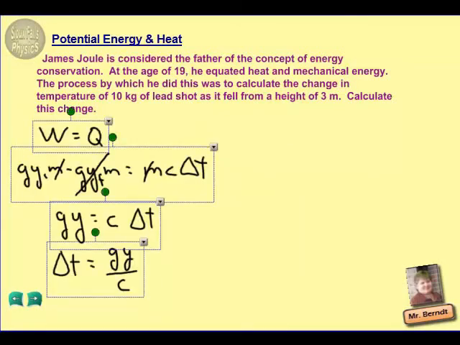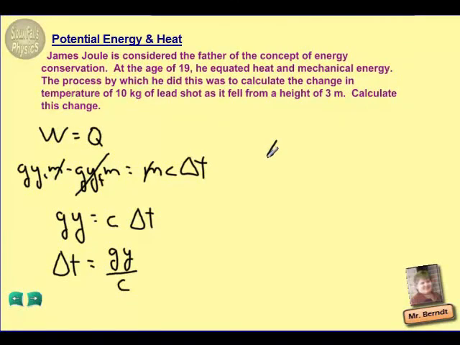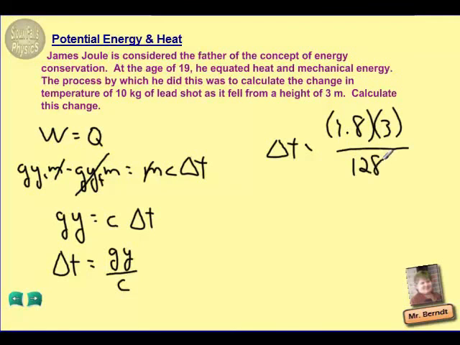Now, let's go ahead and start plugging in. That change in temperature, delta T equals 9.8 times 3 meters, all over the specific heat of lead shot. I didn't give you the specific heat. Where would you find it? The answer to that's easy. It's in your book on page 335. And if you look it up, you're going to realize that it's 128 joules per kilogram degrees Celsius.